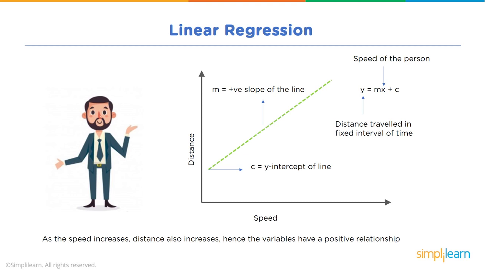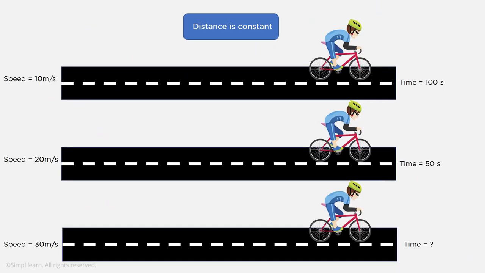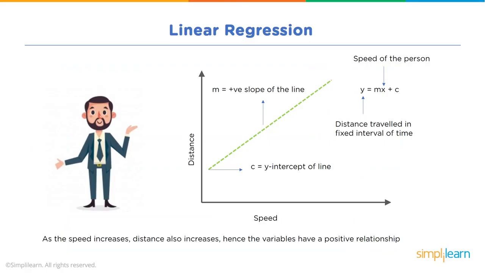And so for the speed of the person, y equals mx plus c, the distance traveled in a fixed interval of time, we could very easily compute, either following the line or just knowing it's 3 times 10 meters per second, that this is roughly 102 kilometers distance that this third bicyclist has traveled. One of the key definitions here is positive relationship. So the slope of the line is positive. As speed increases, so does distance.